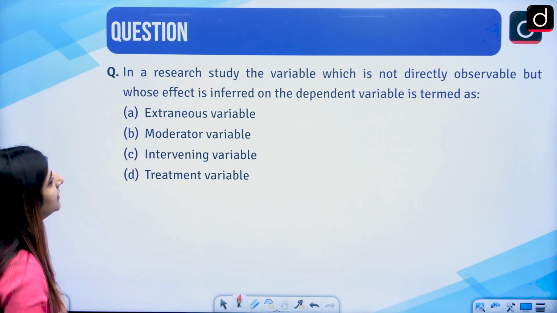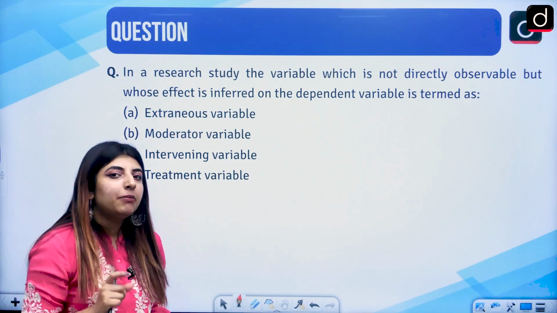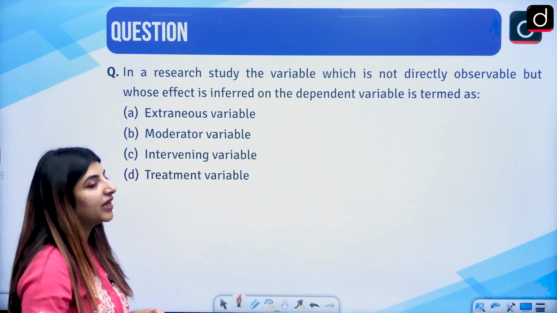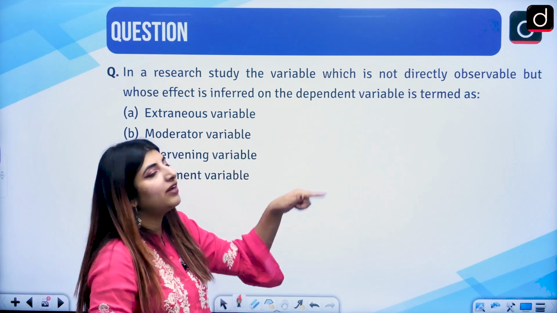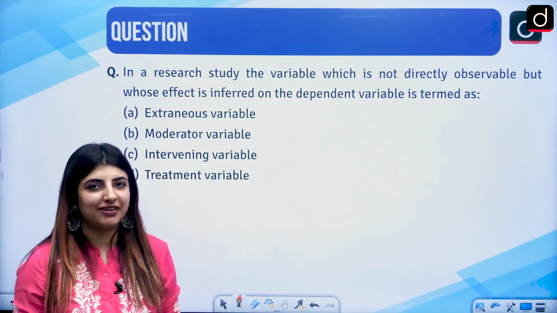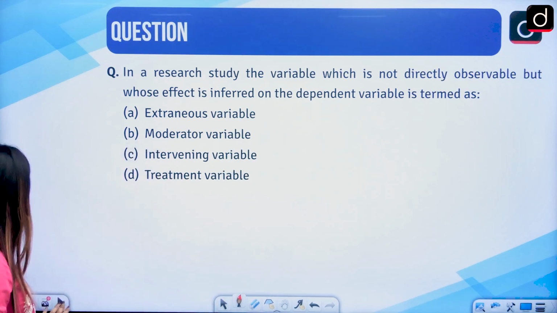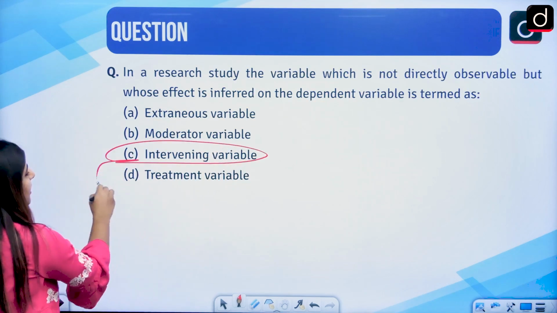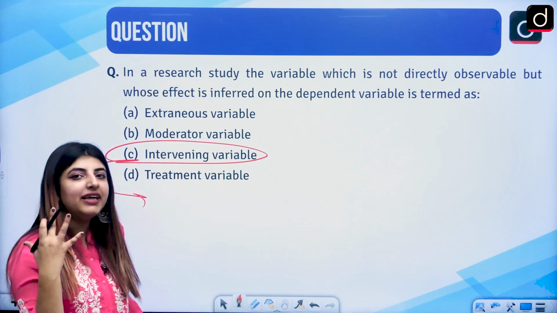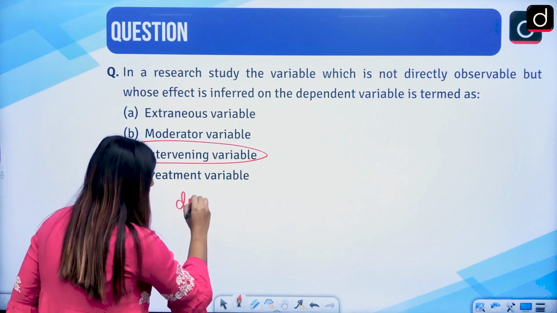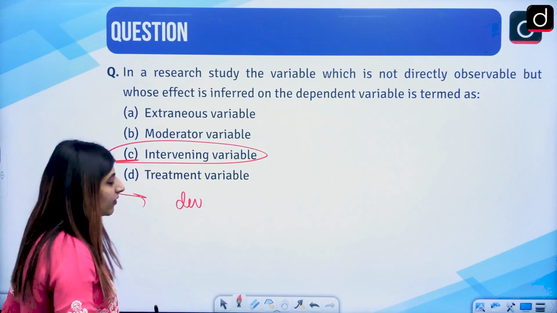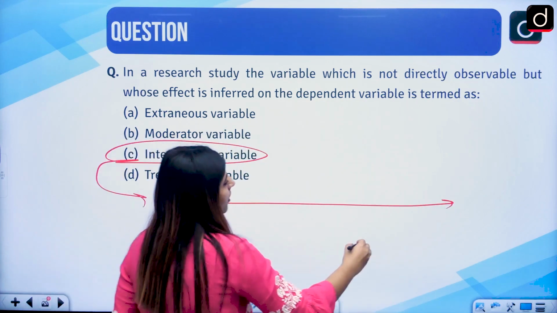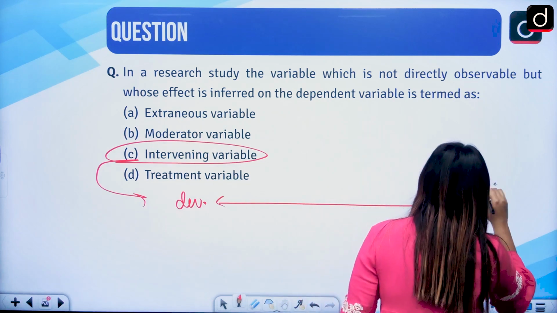Next question, in a research study, the variable which is not directly measured or observable but whose effect is inferred or seen on the dependent variable is termed as what? Option C is the correct answer. Intervening variable. Remember the example of the developed countries that we did, the developed countries and the effect on the low mortality rate.